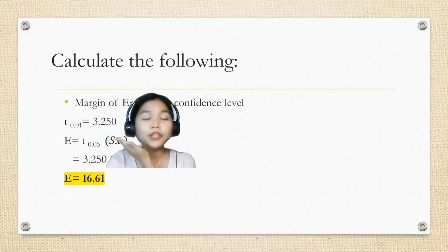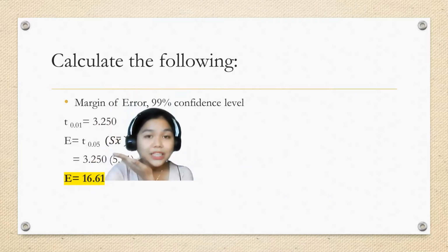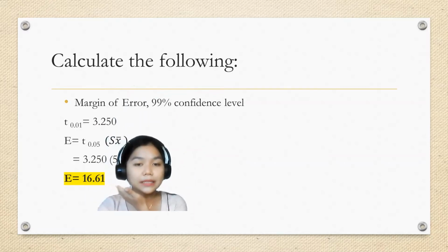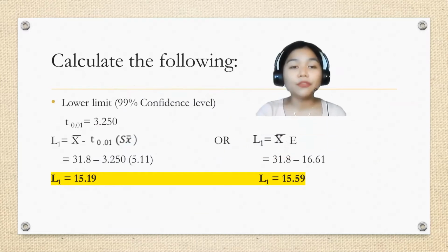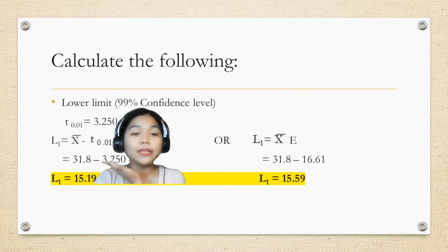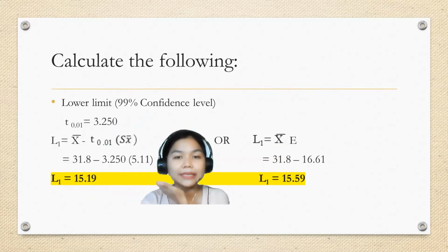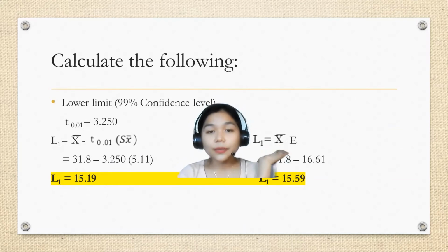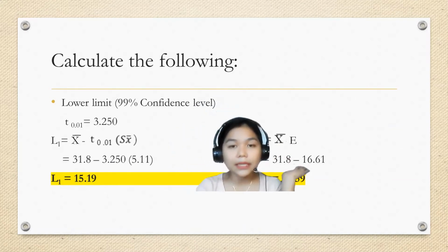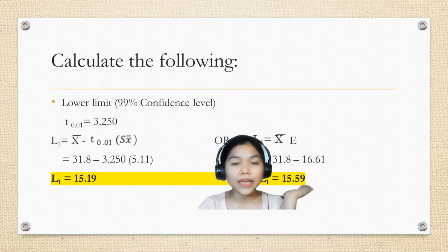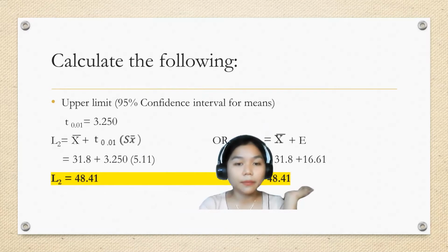So to get the margin of error, we need to multiply this with the standard error, which is 5.11. Then we get 16.61. So now compute for the lower limit at 99% confidence level. It's 31.8 minus 3.250 times 5.11. The answer is 15.19. So another way of solving this is simply subtract the margin of error at 99% confidence level from the mean. So the answer is 15.59.